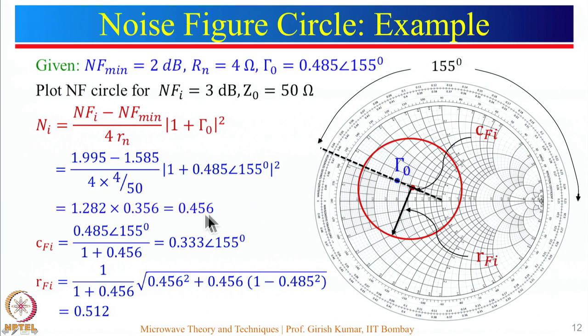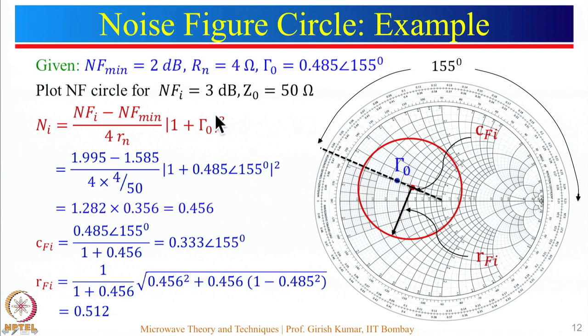So, Ni comes out to be a real number, it is not a complex number because here we are taking the magnitude of this particular term. So, from here now we can calculate the value of CFI. CFI is nothing but gamma 0 divided by 1 plus Ni. So, CFI comes out to be this one here. Now, you can note here that CFI has the same angle as that of gamma 0. And what is the value of RFI? We substitute the value of Ni, RFI comes out to be 0.512.